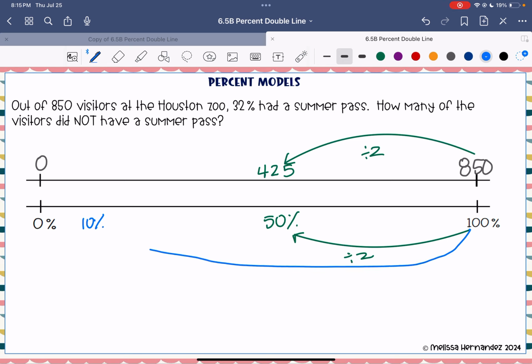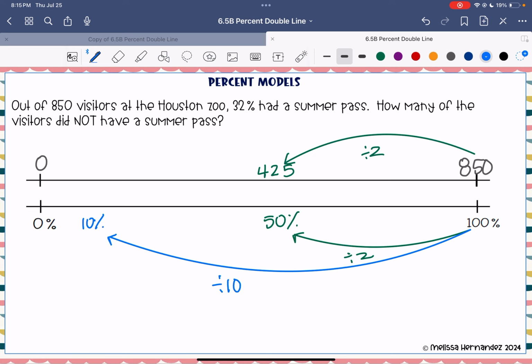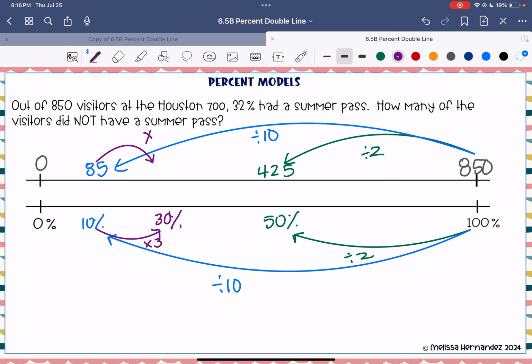So 100% divided by 10 will give me 10%. And to keep my ratios equivalent, I'm going to also divide 850 by 10, which will give me 85. I can triple 10%. And that will give me 30%. It gets me pretty close, but it's not exactly where I need it to be. I'll triple 85. 85 plus 85, 170, plus another 85, 255.